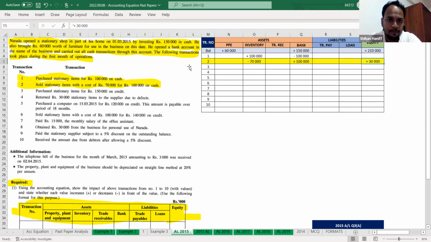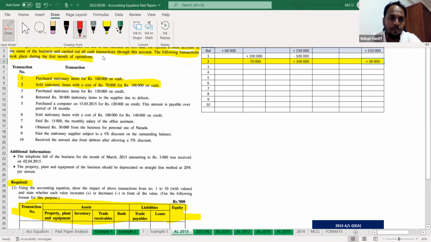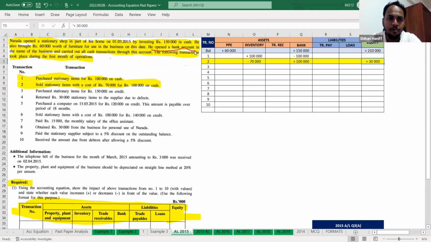There is a question. Instead of recording in the cash account, we are recording it under the bank account. Yes. The reason is, if you see here, they have mentioned he opened a bank account in the name of the business and carried out all the cash transactions through this account. So he is carrying out all the transactions through the bank account, so no need to maintain a cash column. Everything we can record under the bank column.